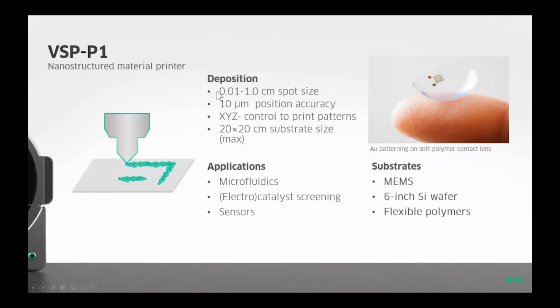The deposition spot size can be changed from 100 micron to almost 1 centimeter in diameter. The current stage has a 10 micron position accuracy. We have X, Y, and Z controlled, so you can also adjust the distance from the printhead. The chamber is currently fixing the substrate size to 20 by 20 centimeter, but in theory it could be enlarged relatively easily.